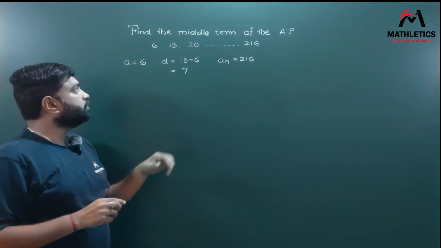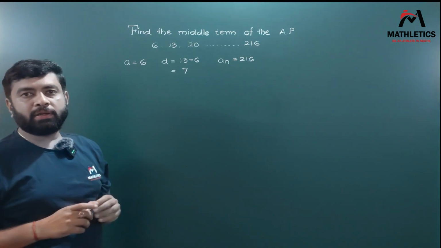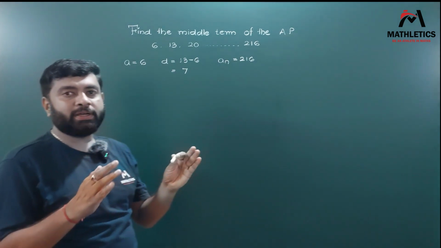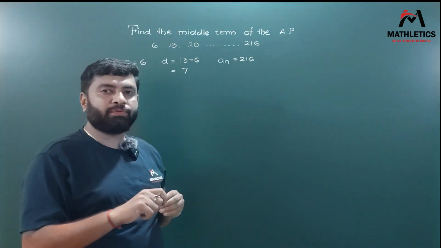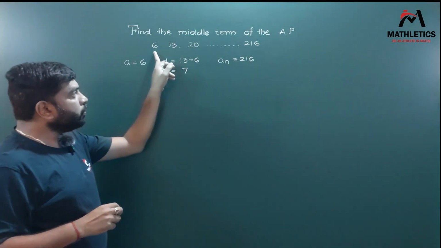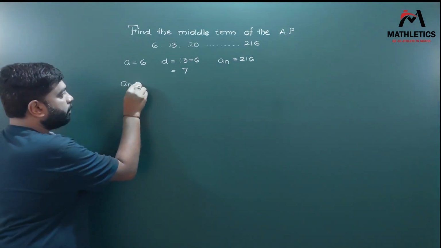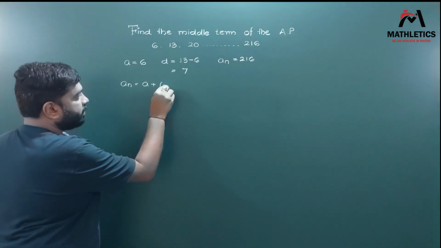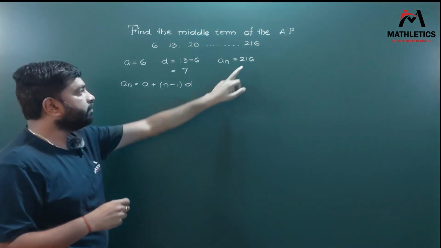As they have given in the question, I want to calculate the middle term. To calculate the middle term, first I need to understand how many terms are there in that particular AP. Once I understand the number of terms in the AP, I can easily calculate the middle term. So to calculate the number of terms, we'll use the formula An is equal to A plus n minus 1 into D. So we'll try to substitute the given values.